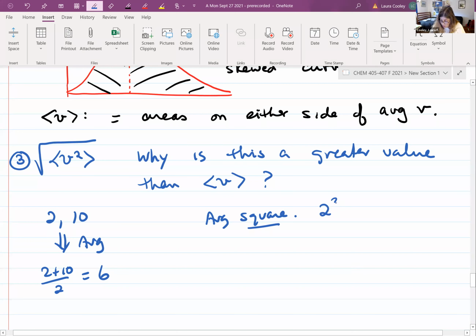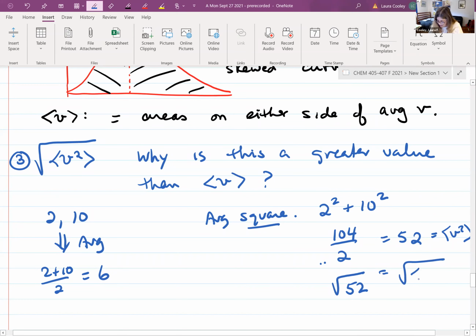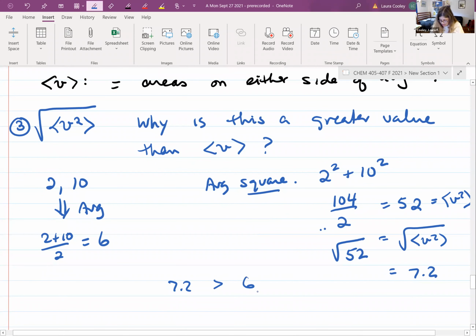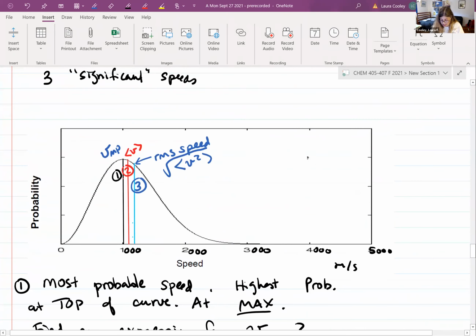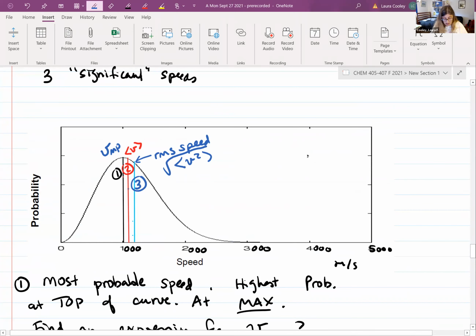If you have 2 squared and 10 squared, that's 104. Then you have to divide that by 2. That's 52. And now you take the square root of 52. So this is the average V squared, and this is the square root of the average V squared, which is 7.2, and you can see that 7.2 is greater than 6. So it's not really a surprise that the root mean square speed is at a greater speed, further to the right. So that's what those three things are.